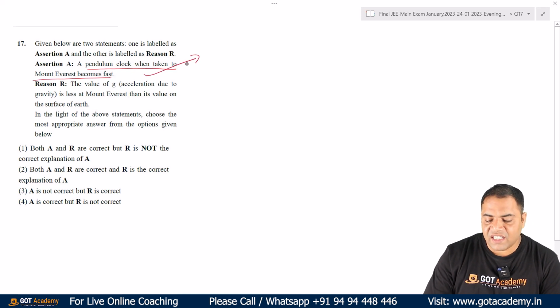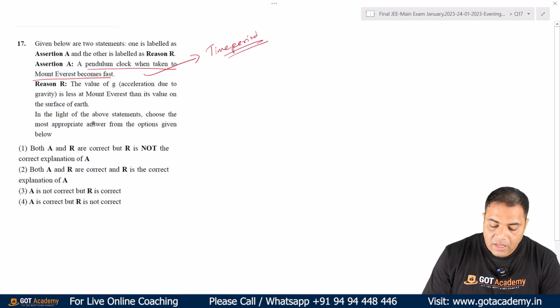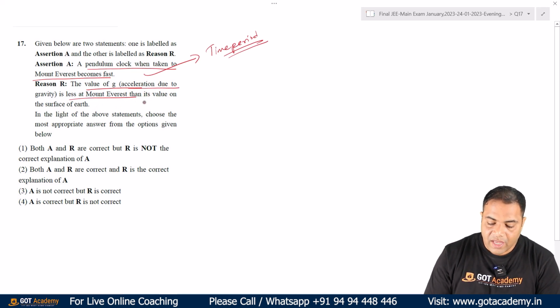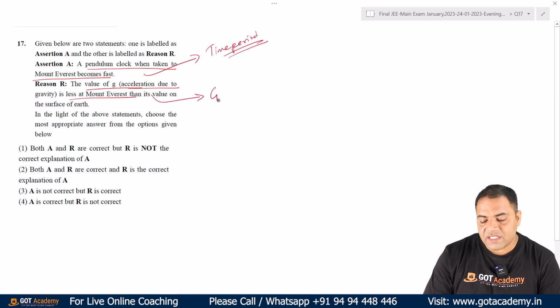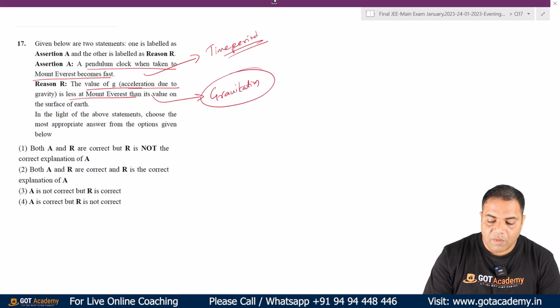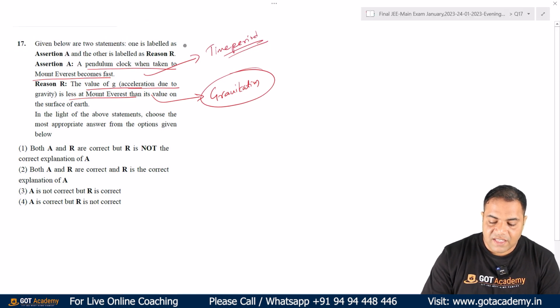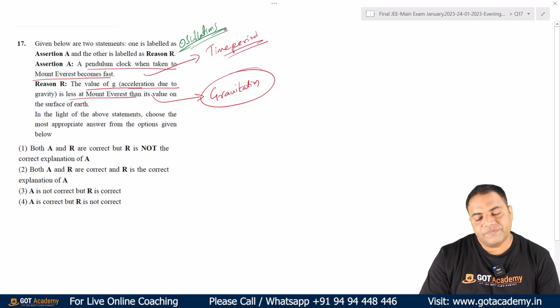It means we are checking the time period. We are checking the time period here, okay? And next one is that the value of G is less at Mount Everest, means at a height h, okay? So if you look at this particular one, this comes under topic gravitation. This comes under gravitation chapter. Since here this is speaking about the time period, we have to say that this belongs to oscillation chapter. So mixing of both. Okay.